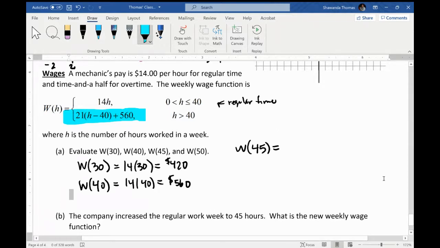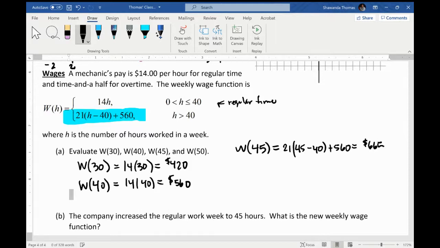665. Is it 665? Somebody else verify. Yes. All right, 45 minus 40 plus 560 is 665. Very nice. W of 50. 770. All right, somebody verify. Yes. All right, very good.